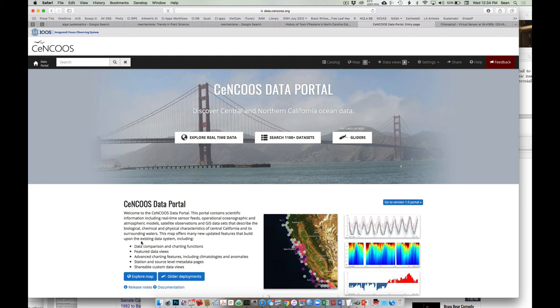In recent years, physical oceanographers, people that study how wind and waves and things like that move around, have done some really neat things. So they've formed in different areas of the world so-called ocean observing systems.